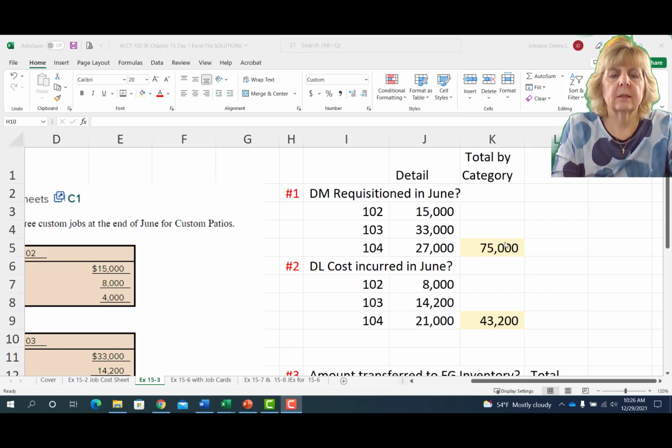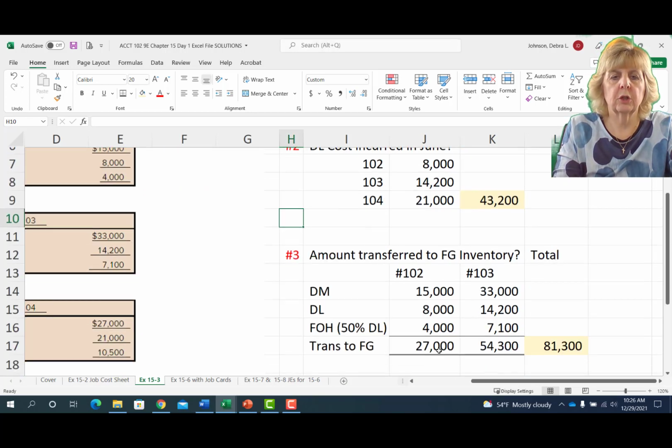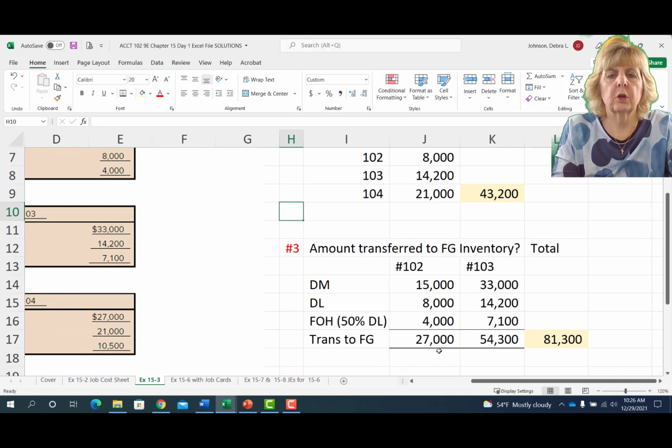Number 2 asked us for the direct labor cost incurred in June. We would look at the second item on all 3 job cards and add those jobs up. In this case, 8,000 plus 14,200 plus 21,000 gave us a total direct labor cost of 43,200. And finally, probably the trickier out of the 3 questions, was what amount was transferred to finished goods inventory.